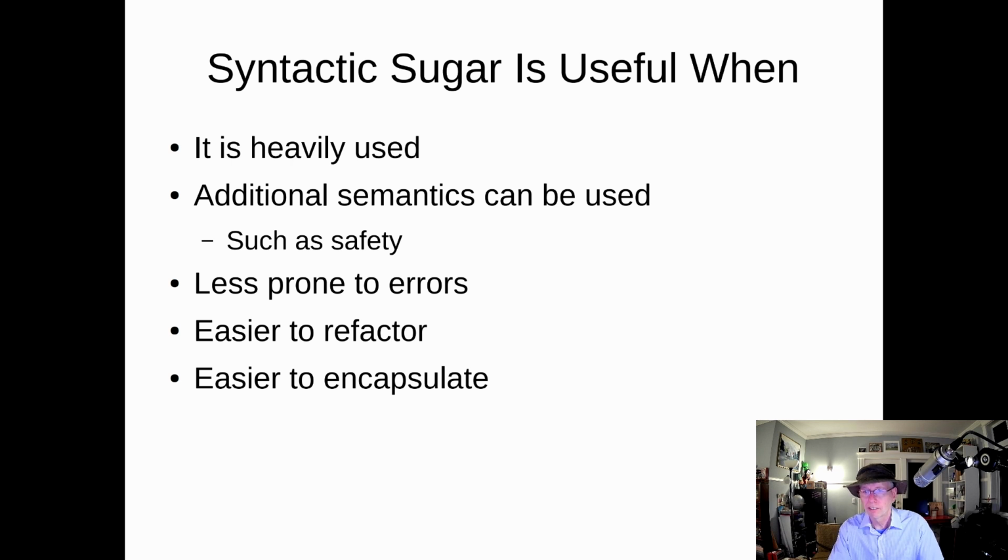Syntactic sugar is useful in a language if it is heavily used. And if additional semantics can be layered over it, such as safety, syntactic sugar is less prone to errors, it's easier to refactor, it's easier to encapsulate, and it usually just looks better.